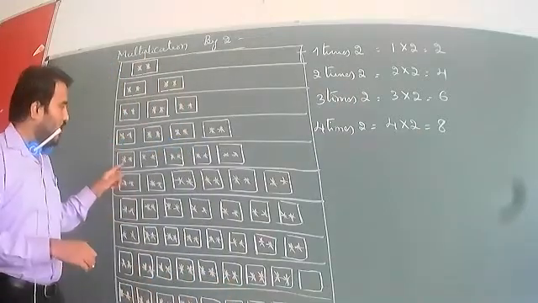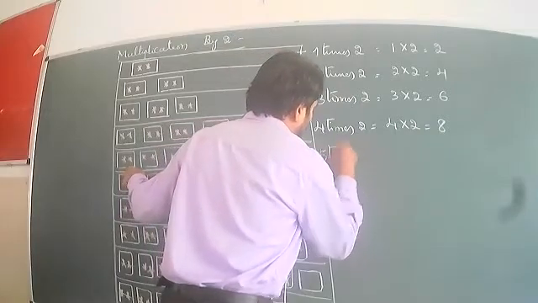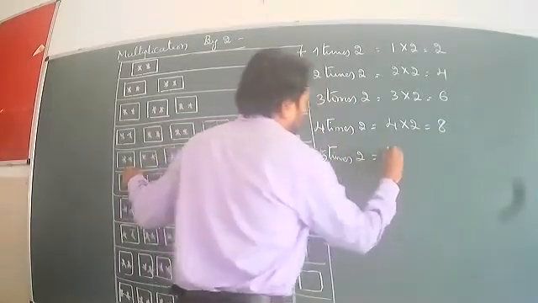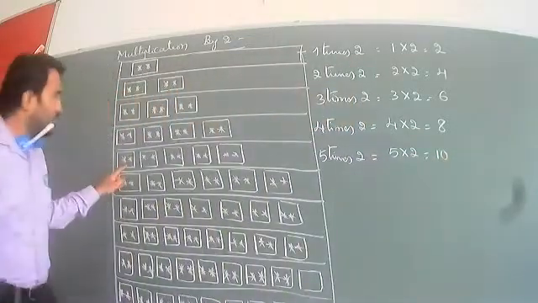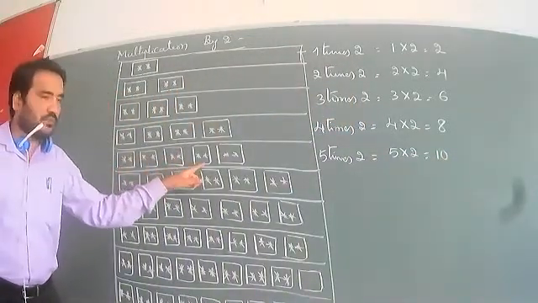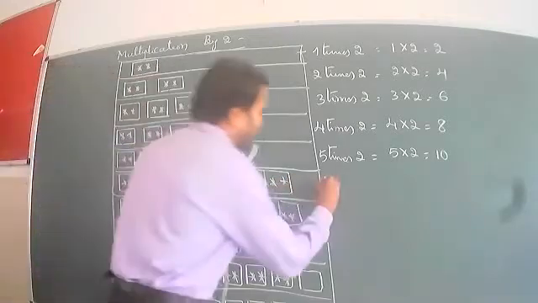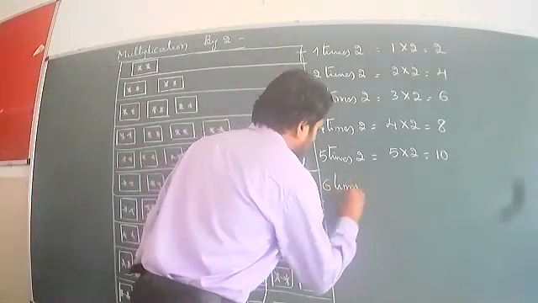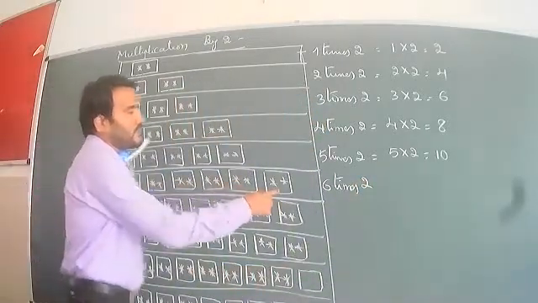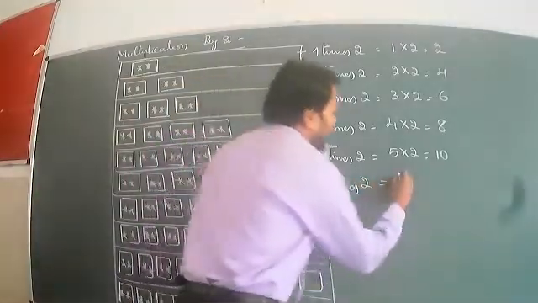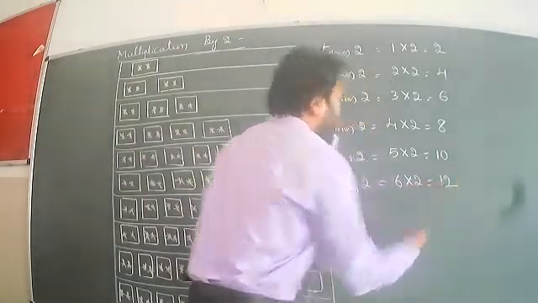How many times repeated here? 5 times 2, so 5 into 2 is 10. 2 plus 2 is 4, 4 plus 2 is 6, 6 plus 2 is 8, 8 plus 2 is 10. Next, 6 times 2. Check it: 1, 2, 3, 4, 5, 6. We write 6 into 2, and we get 12.